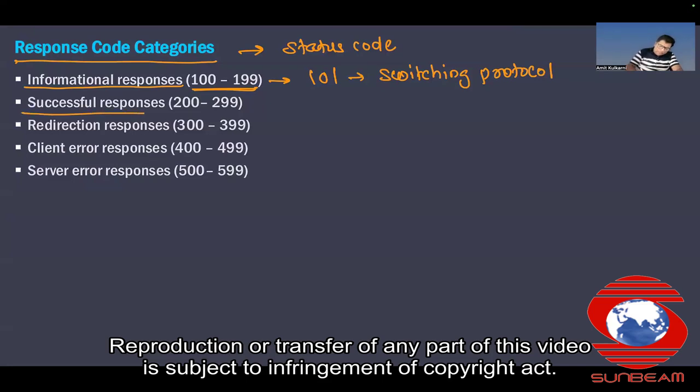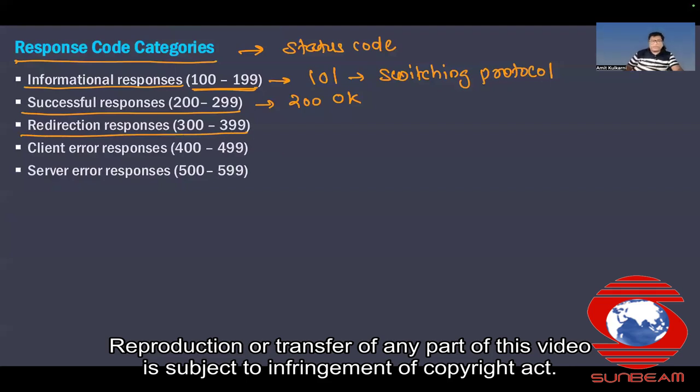Now all successful responses will lie between 200 to 299. So when I get a 200, it means success. This is very popular. 200 means it is okay. Everything is going great. 201 means created, and so on and so forth.